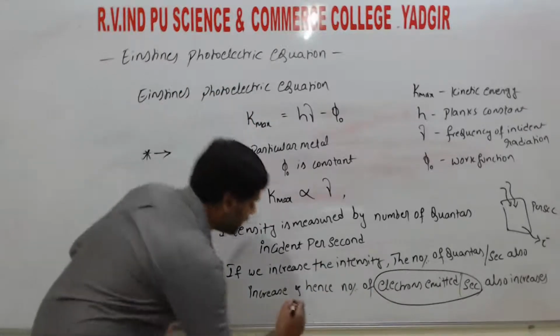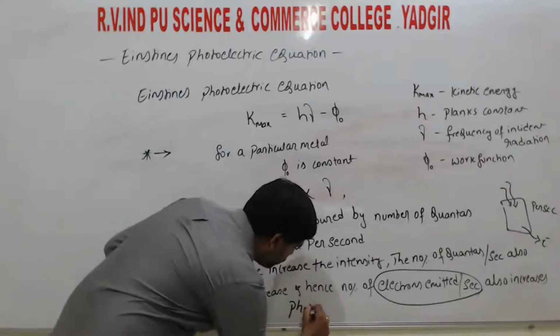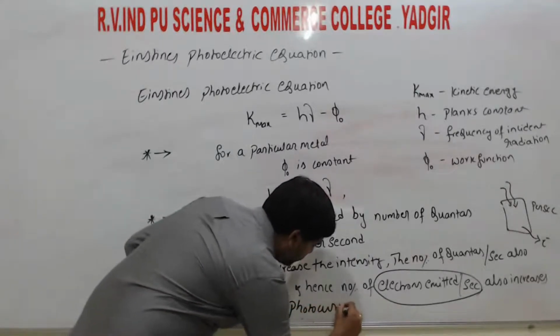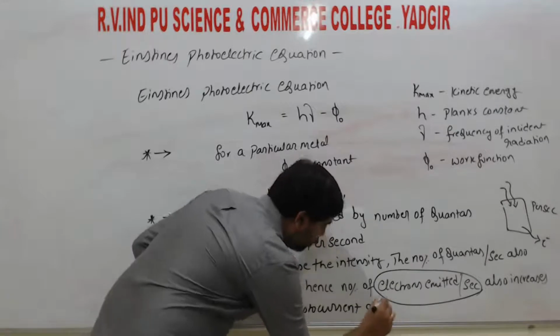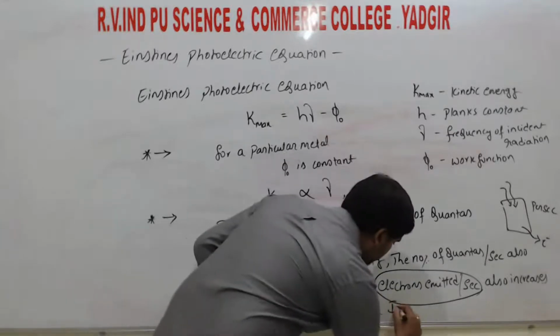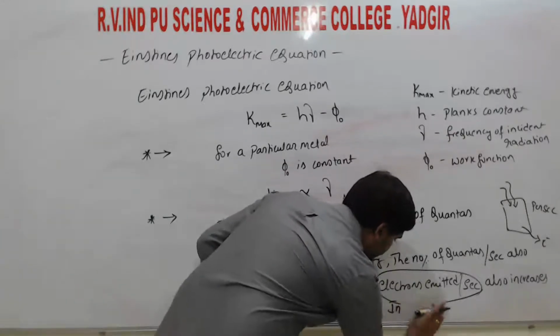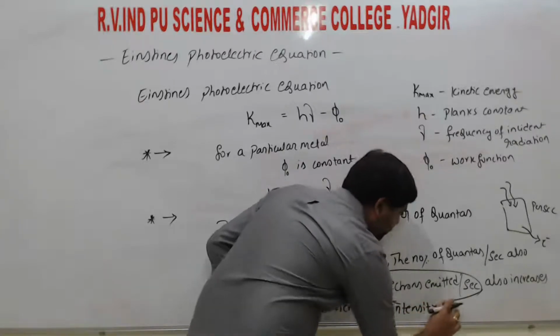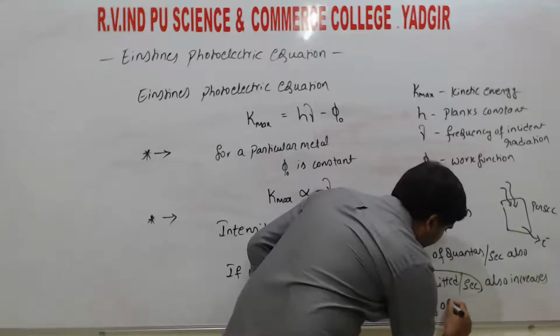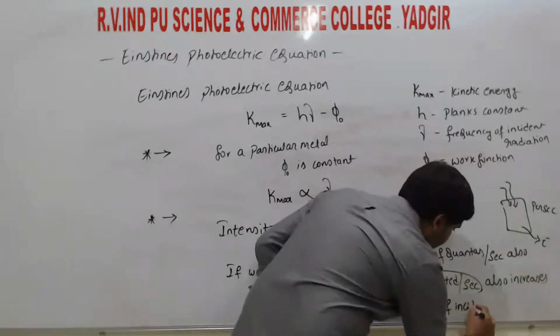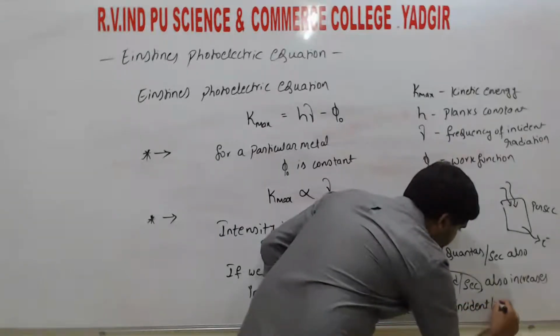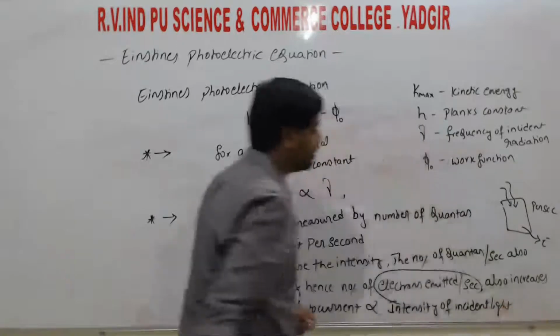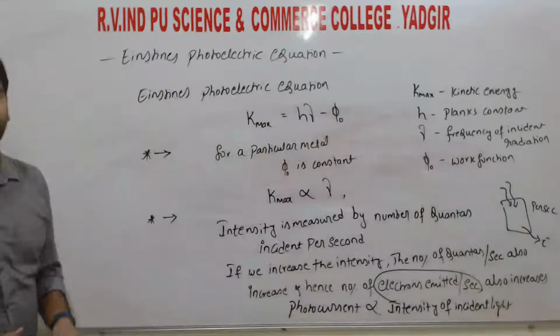So we directly say that photocurrent is proportional to the intensity of incident light, right? So this one is the second point.